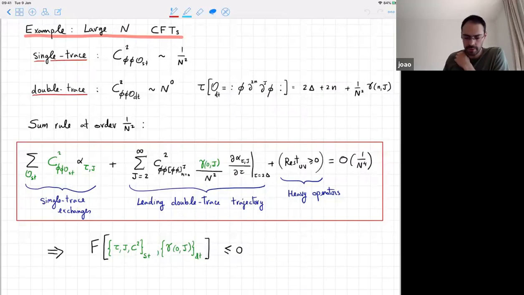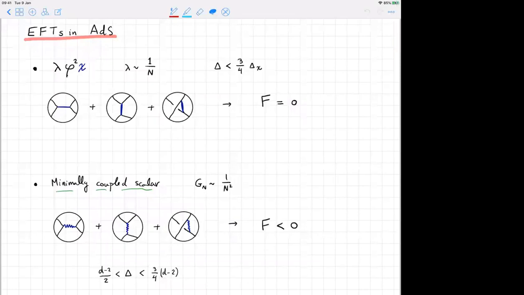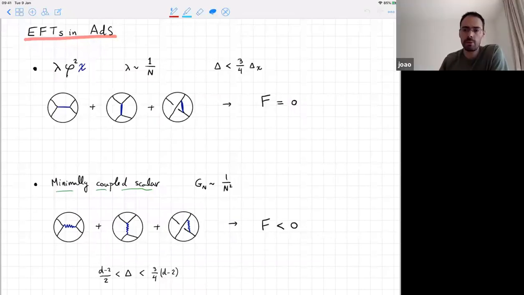So for example, I was going to show you here for a scalar, it's just 0. The contribution of the single trace cancels exactly the contribution of the leading trajectory. And for a minimally coupled scalar, when you exchange a graviton, you actually get something negative. So in this case, the UV must be compensating this sum rule. It also makes sense because gravity and all dimensions grow faster with energy. But to answer your question, yes. So now we are exploring many functionals so that we can also invert to obtain the dynamics.